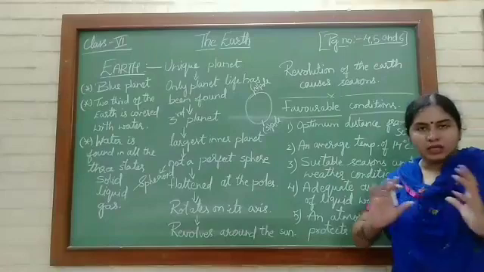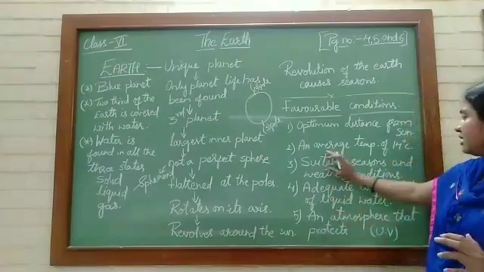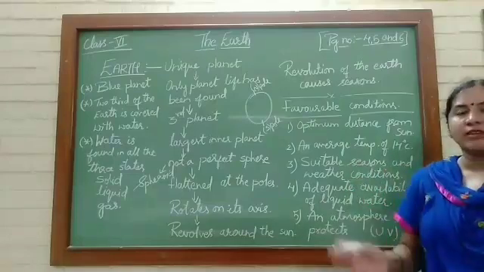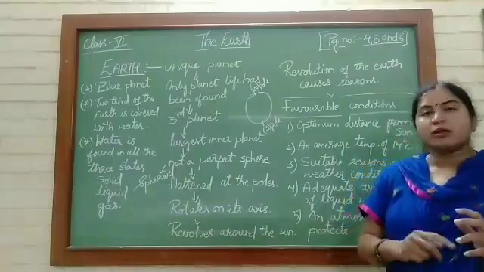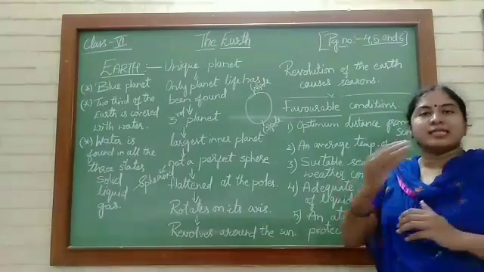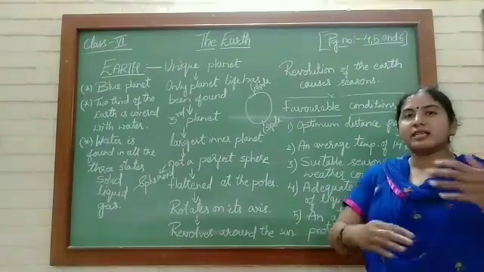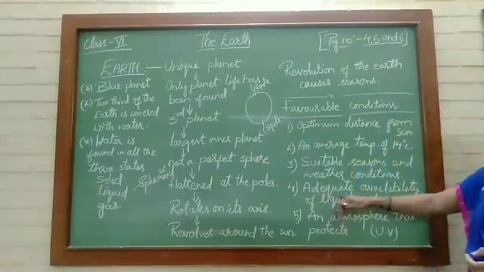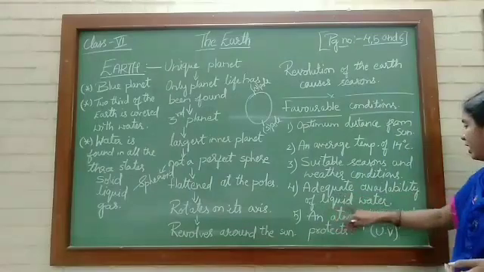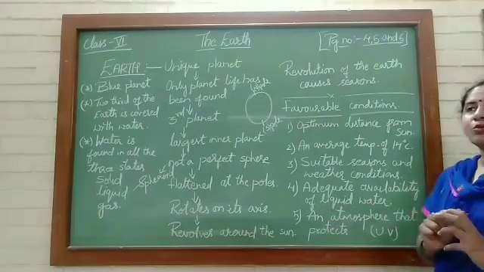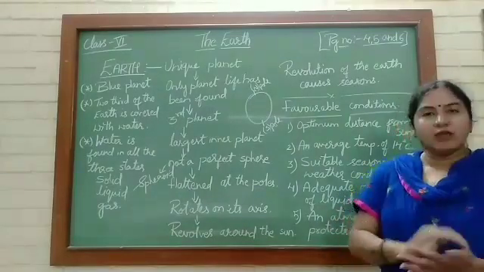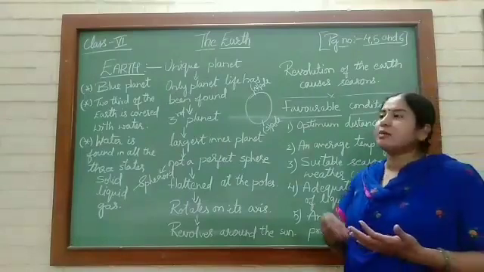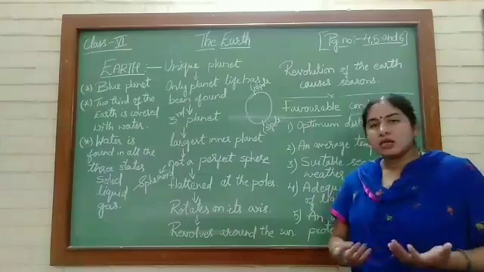Now suitable seasons and weather conditions. To survive on the earth, we are getting suitable, favorable seasons. Weather conditions means all the time throughout the year we are not having one season or the same weather. So the seasons are changing and even the weather conditions are also changing. Now adequate availability of liquid water means how much water we require, it is available on the earth, whether in liquid form, solid form, or gas form.